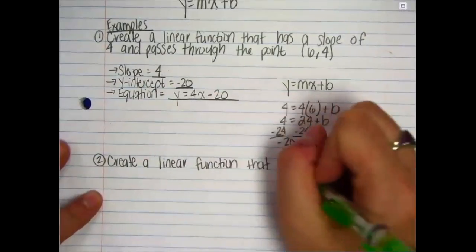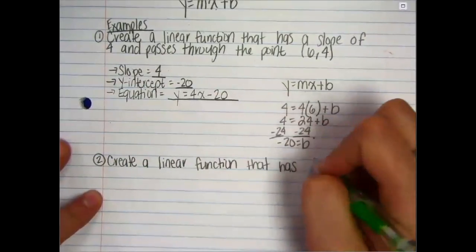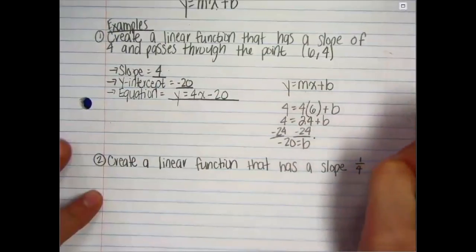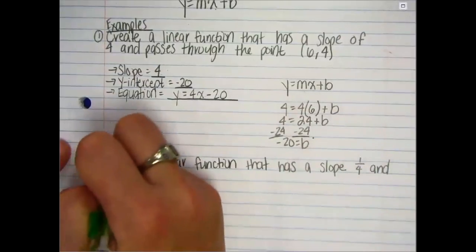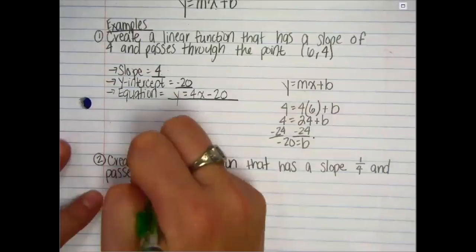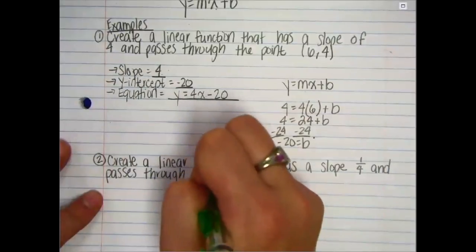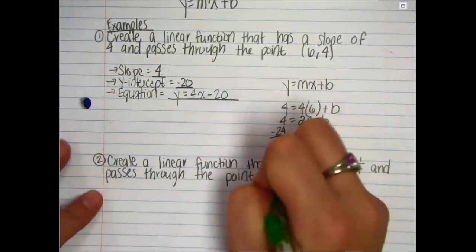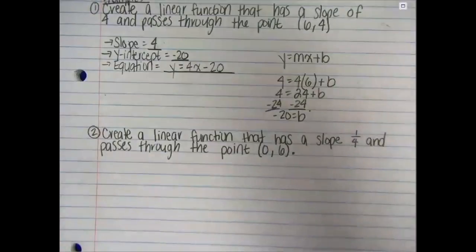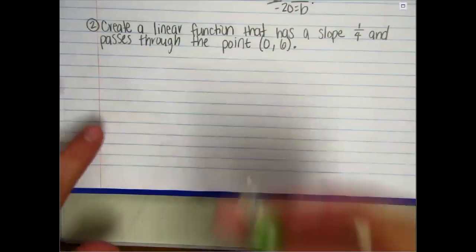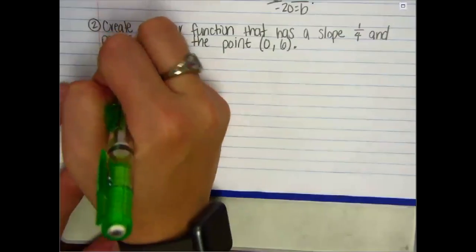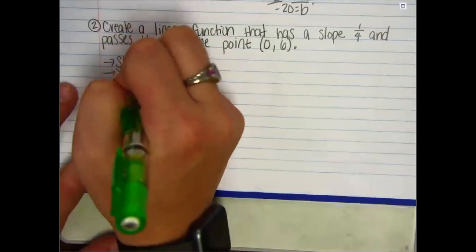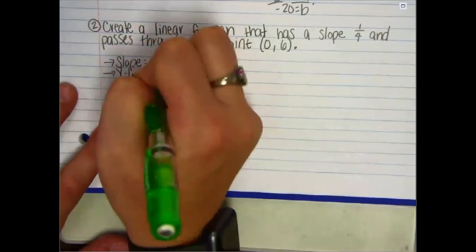All right, now that you've seen a couple different ways you can do it, I want you to create an equation that has a slope of 1/4 and passes through the point (0, 6). You have 3 minutes to do this one with your people in your group. Maybe even 5. I'll settle for 4.